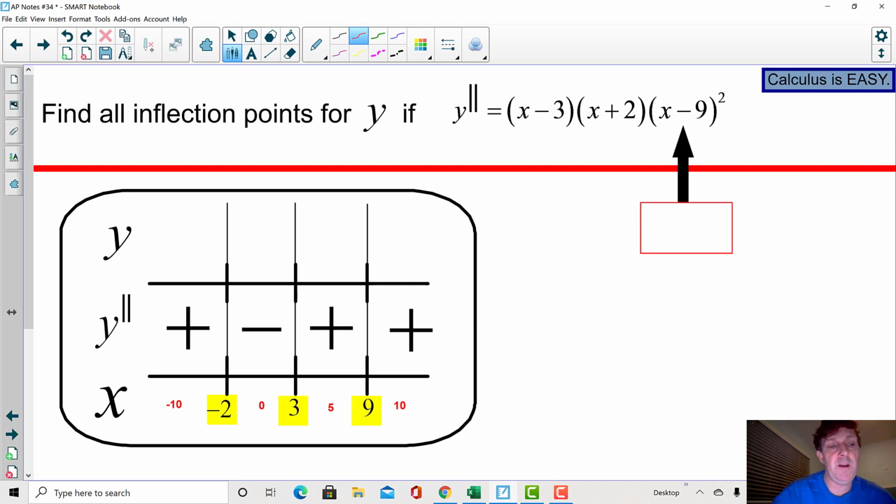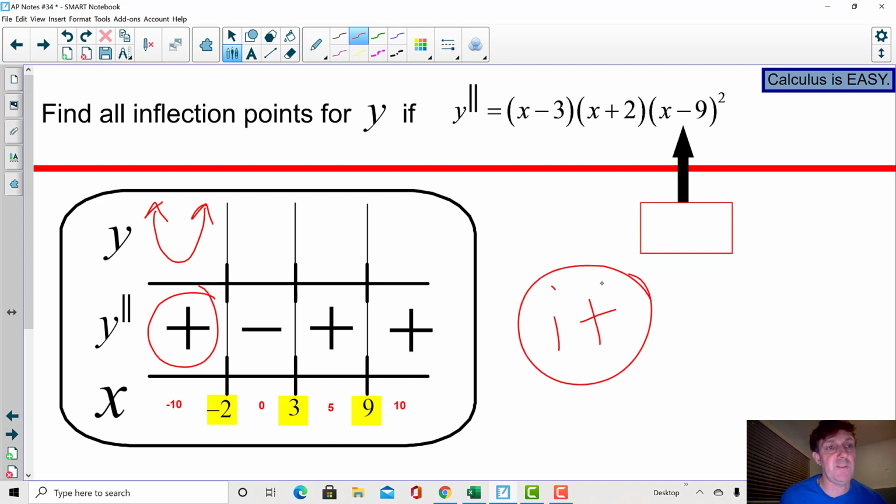Now, what is the meaning of your second derivative being positive? Well, it means your original function is concave up. If you're taking the AP test, be very careful not to say the word "it." Don't say that it is concave up. You need to say that y is concave up when y double prime is positive. When you say the word "it," they start to take points off.